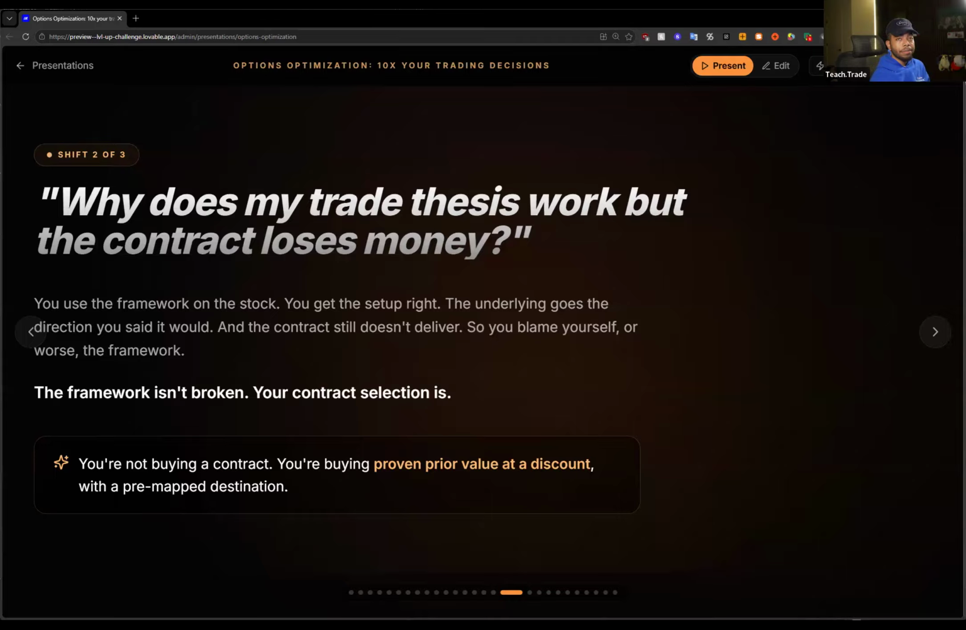So here's the shift. You are not buying an options contract, even though you are, right? But let's not think about we're buying a contract. You are buying proven value at a discount with a pre-mapped destination. Options, as many of us have experienced, they decay from session to session. Most options value look like a declining curve. But that actually can work directly into our benefit.